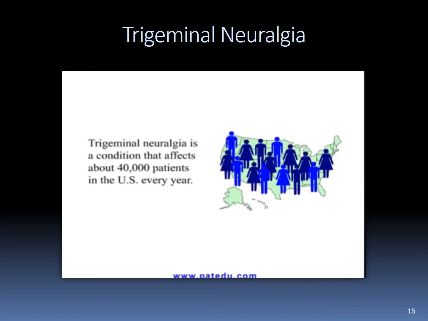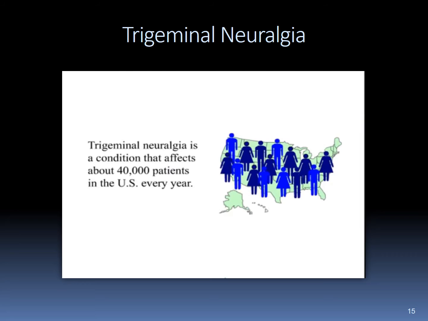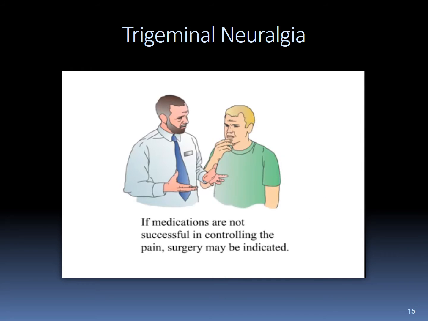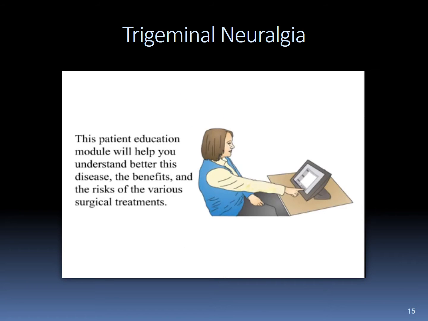The following video will introduce trigeminal neuralgia. Trigeminal neuralgia is a condition that affects about 40,000 patients in the U.S. every year. Its treatment mostly involves the usage of oral medications. If medications are not successful in controlling the pain, surgery may be indicated. This patient education module will help you understand better this disease, the benefits and the risks of the various surgical treatments.